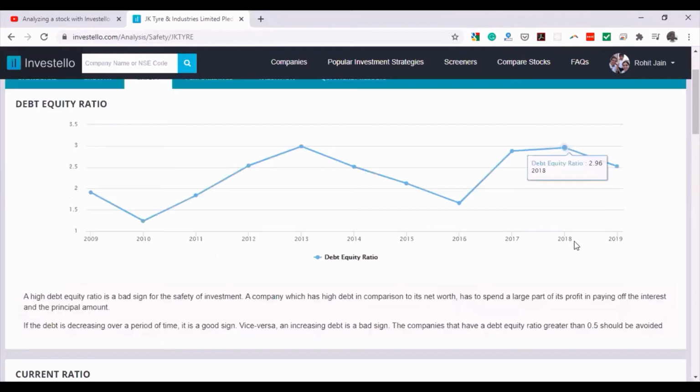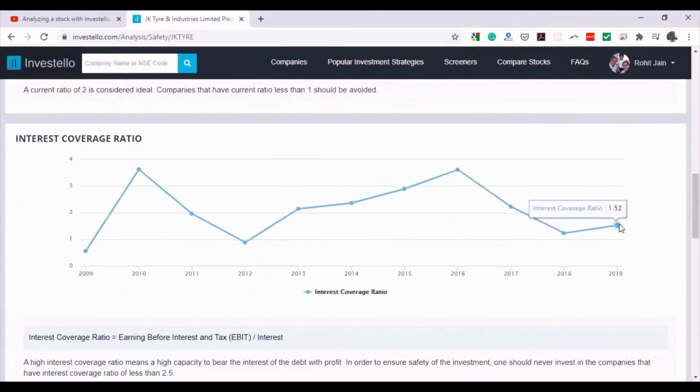Now let's look at the interest coverage ratio of JK Tyres. We see that the latest interest coverage ratio for JK Tyres for the year 2019 is 1.52, which is much below our tolerated threshold of 2.5. An interest coverage ratio of 1.52 means that the company's earnings before interest and taxes are just above 1.5 times that of its interest obligations.